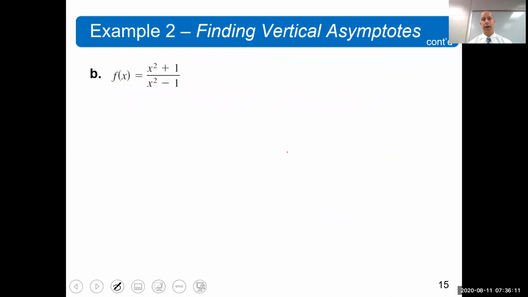Let's look at another example. This one's a little bit more complicated. Here we've got stuff on the top, we've got stuff on the bottom. The first thing I'd like you to notice is the thing on the top, this x squared plus 1, this is always positive. In other words, it can't be 0. 0 is not positive. It's always positive.